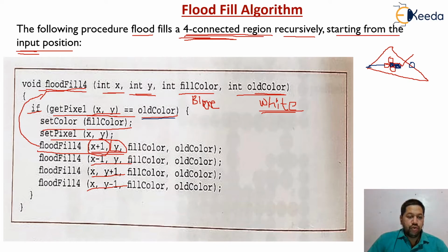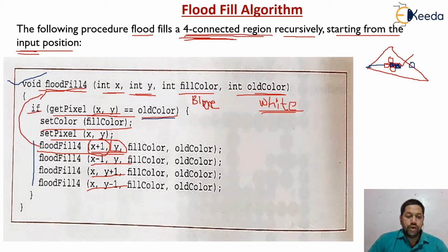So this is the recursive flood fill algorithm function. The flood fill algorithm is called recursively. If I am considering 4 connected, I am calling the 4 neighboring pixels recursively. If I have 8 connected, I am going to consider the remaining pixels also. So that is the procedure that we follow for the flood fill algorithm.